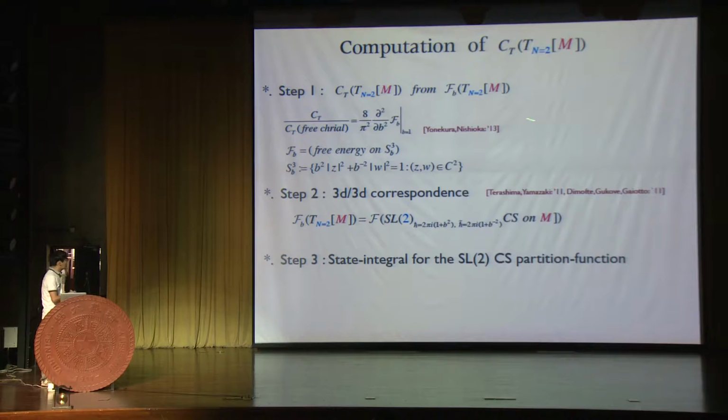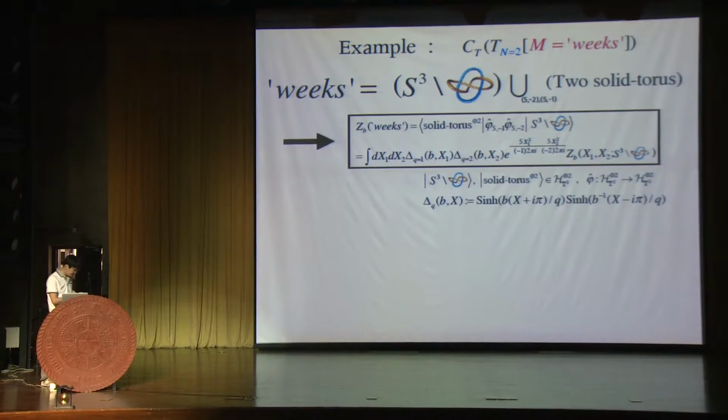So here is our basic strategy to compute the central charge of the left-hand-side M-brane system. First, for the N=2 system, the central charge is related to the squashed 3-sphere partition function, which is parameterized by the squashing parameter b. Then this squashed 3-sphere partition function, using the so-called 3D-3D correspondence, is related to SL(2,C) complex Chern-Simons theory on the internal 3-manifold. So then we will use a state integral. We developed a state integral model to compute this free energy for the closed 3-manifold, and then we compute the central charge.